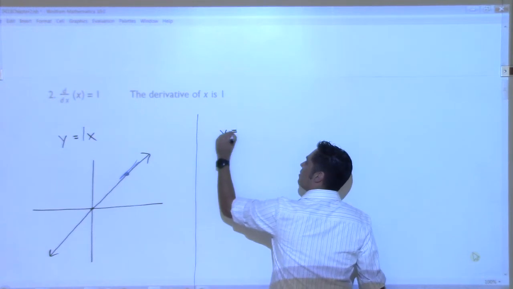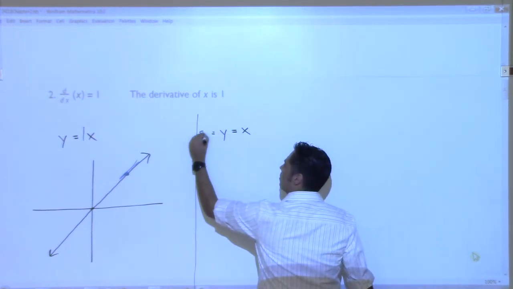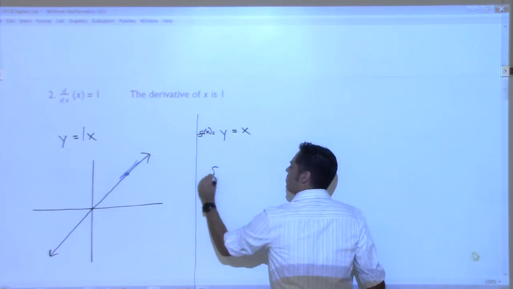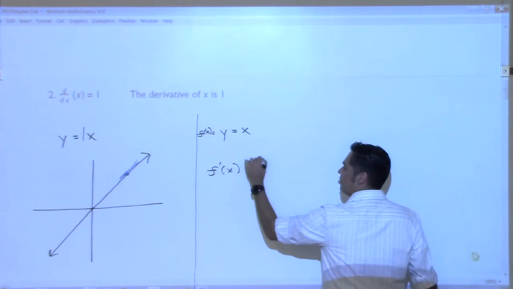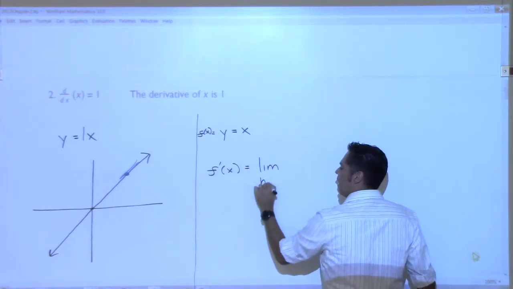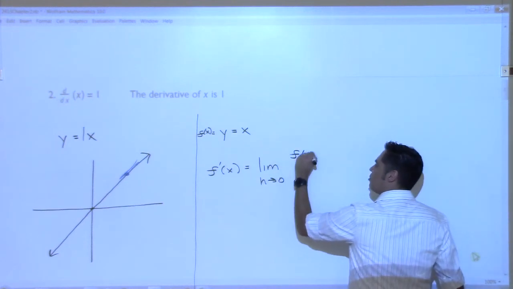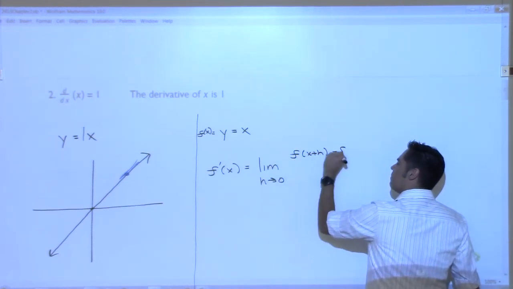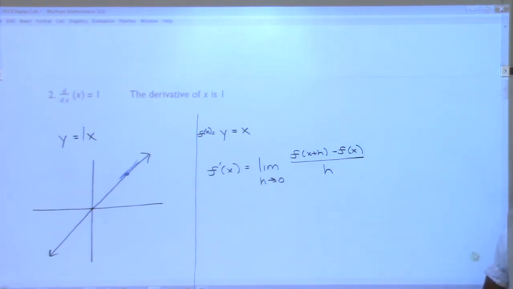So remember, y is x, right? Now, we'll call that f of x. So what is the derivative of this using what we know about the limit? It's the limit as h goes to 0, right? And then f of x plus h minus f of x all over h. That's the formula, right?